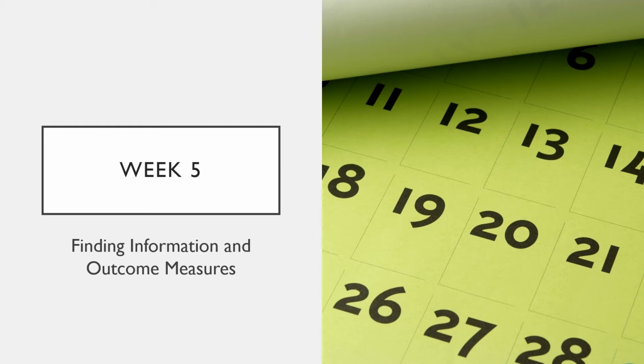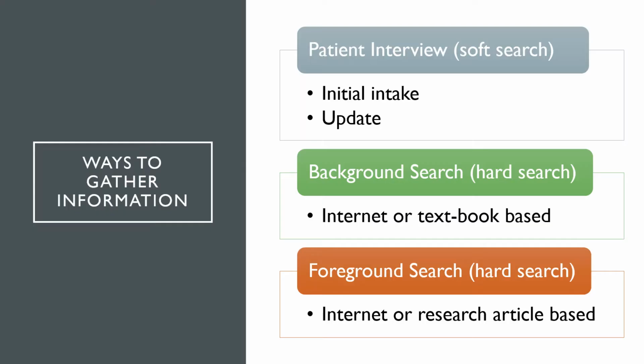Week 5, finding information and outcome measures. There are a couple different ways that we as clinicians will gather information. Often the most commonly thought of one is about doing patient interviews.